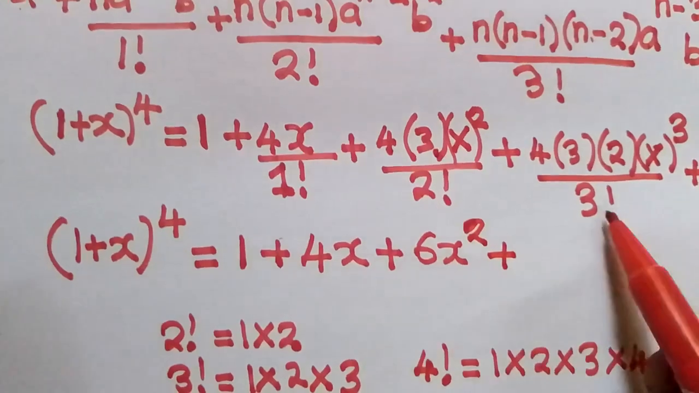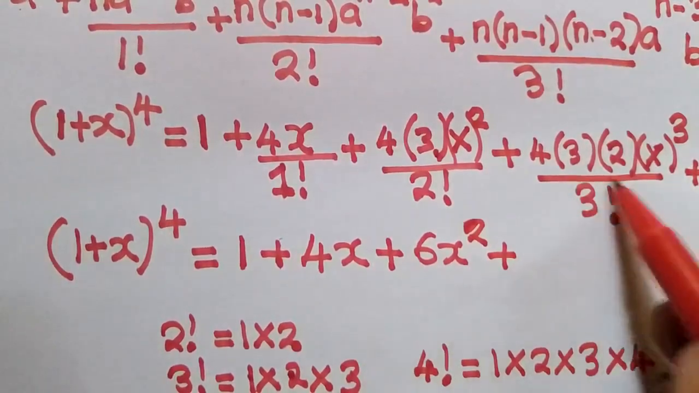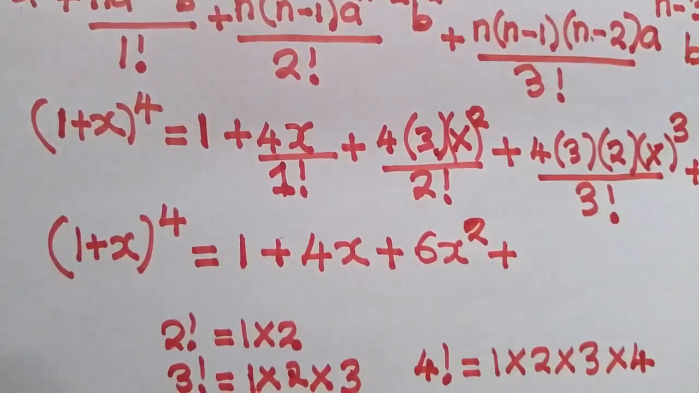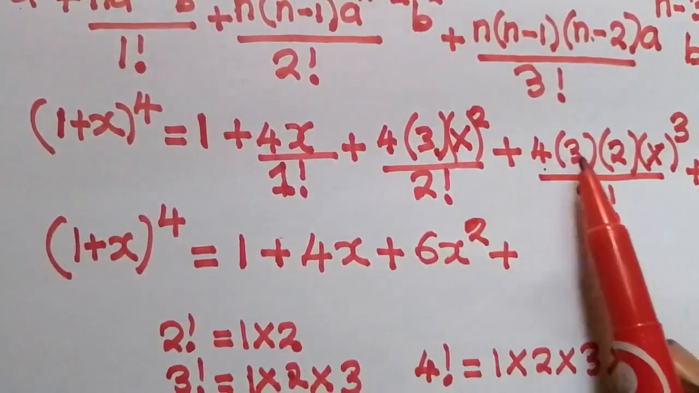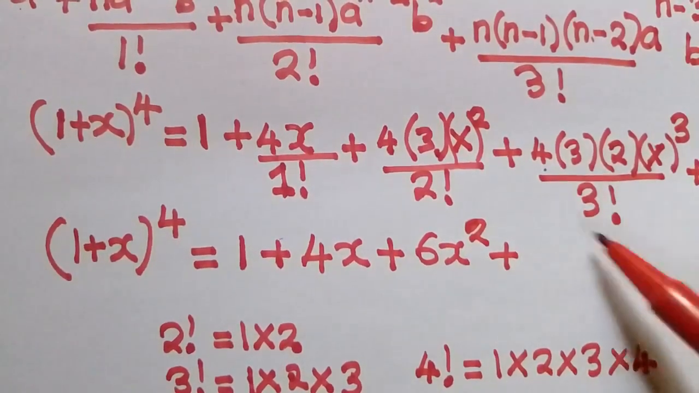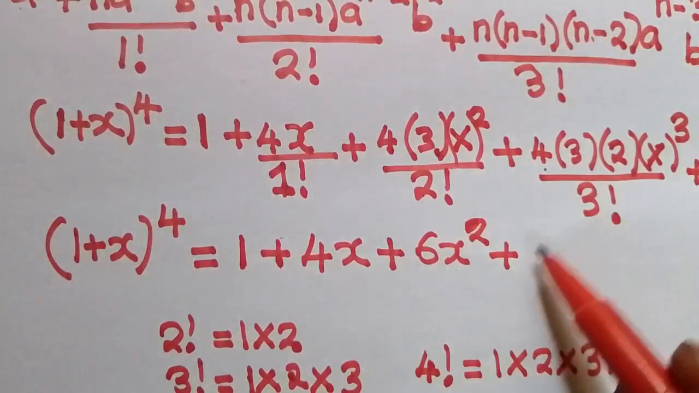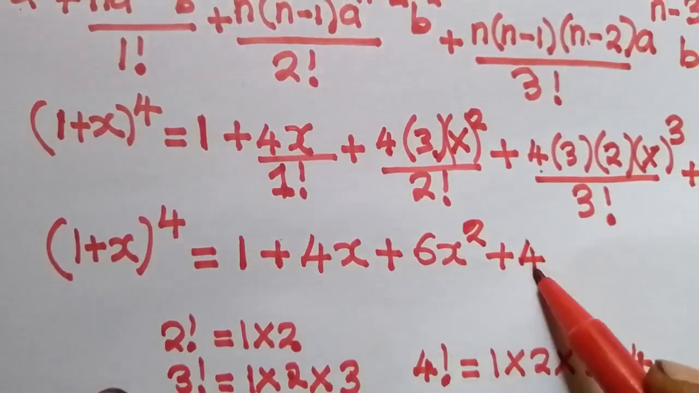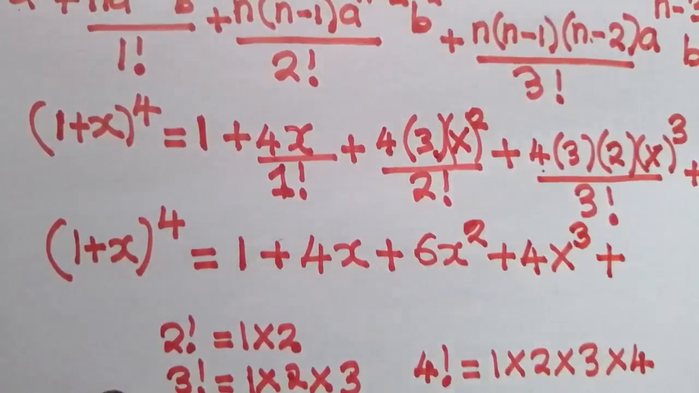I say plus. What is 3 factorial? 3 factorial is here. 1 times 2, 2. 2 times 3, 6. So 3 factorial is 6. So I say, what is 4 times 3? It is 12. 12 times 2, you get 24. 24 divided by 6, which is 3 factorial, you get 4. So there you've got 4x to the power 3 there. You continue and say plus.